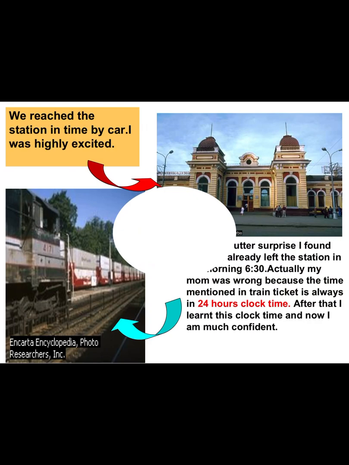Now come to the time chart. This 24-hour clock time is available in the railway timetable. So don't get confused over there. On the left side is written all the 12-hour clock time, and on the right you will find all the 24-hour clock time.